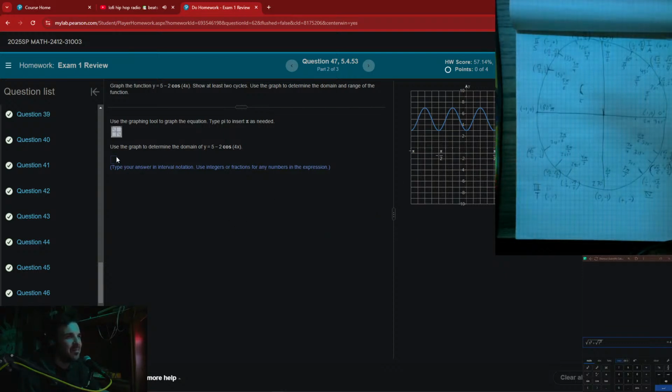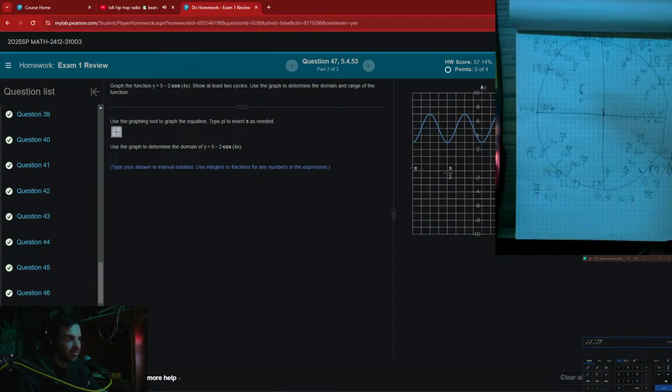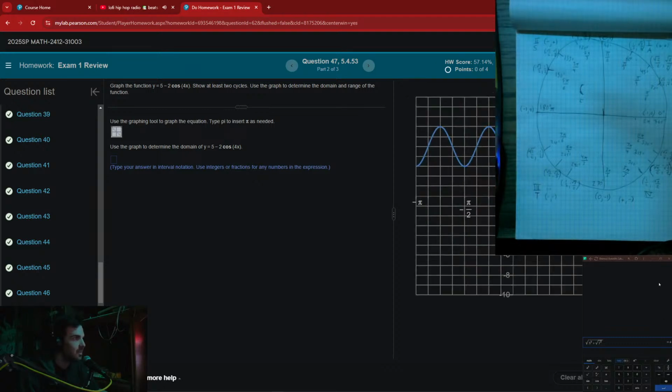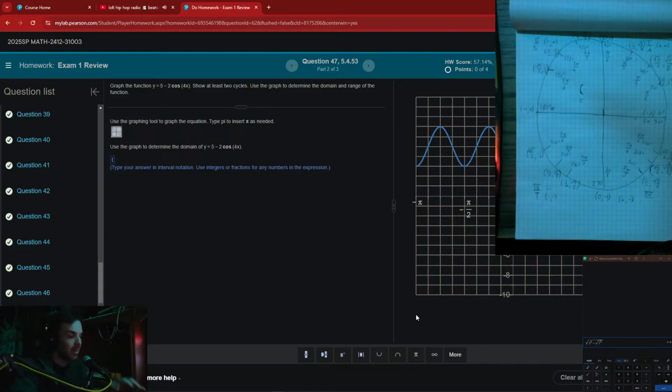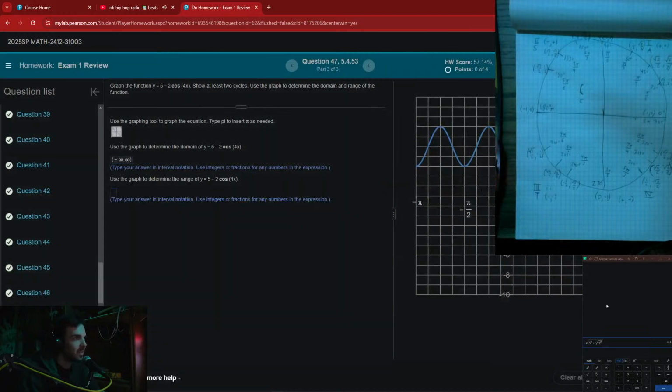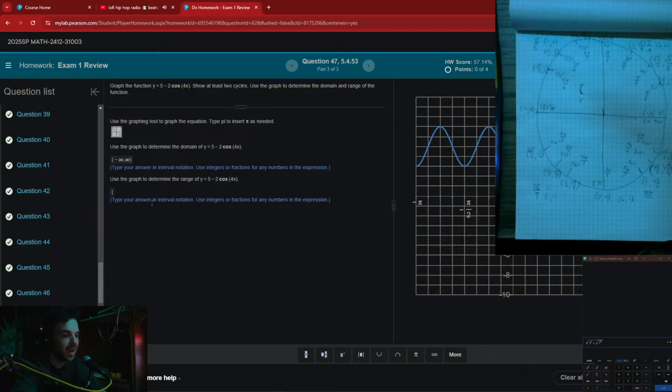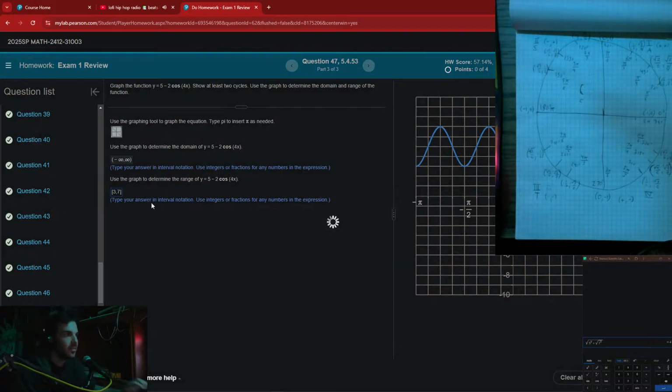All right, domain. Zoom in on this. That's 3. Oh wait, domain is just all real numbers again. It's fine. The range is what I was looking at. That's 3 and 7. Bracket. 3. Don't need a negative sign. 7. Bracket. Beautiful.